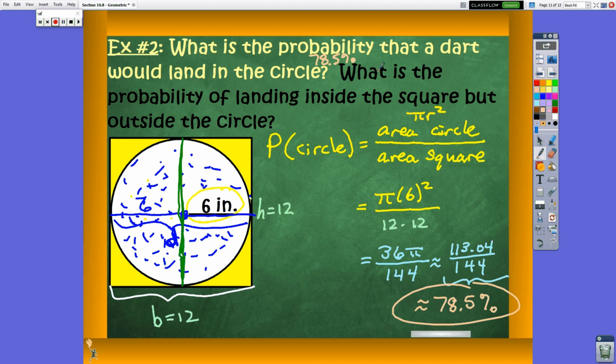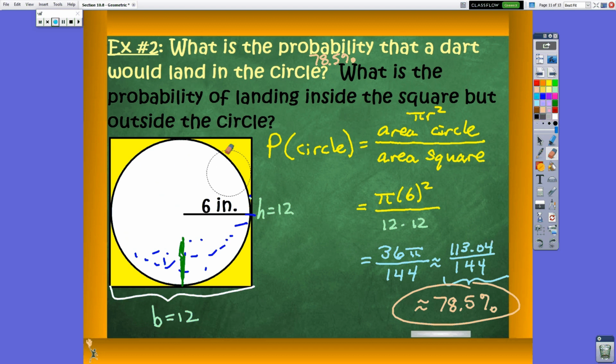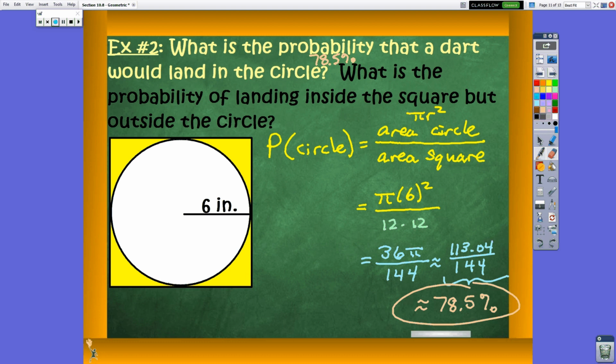Now, the follow-up question, what is the probability of landing inside the square but outside the circle? And so that represents 4 particular regions inside the square, right? It's those yellow shaded areas. It's this part, or this part, or this part, or this part. So do we have to find the areas of those particular regions and then divide them by the 144, the total square? And no, we're gonna play this a different way. We're gonna have a big brain moment here.